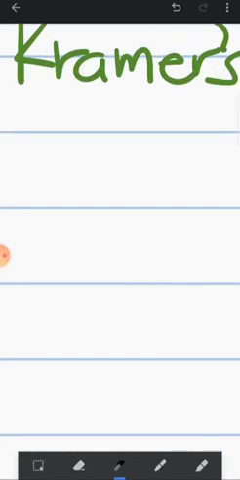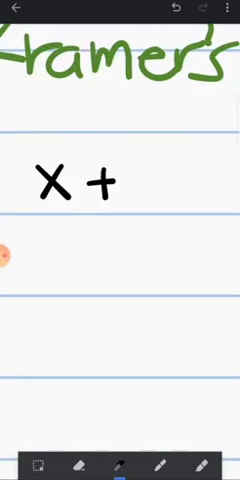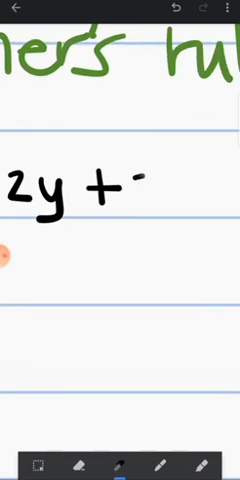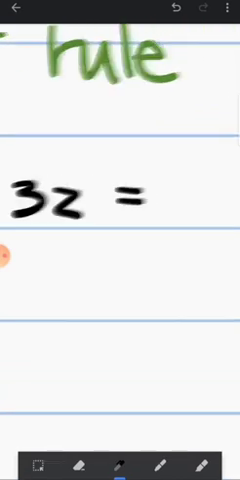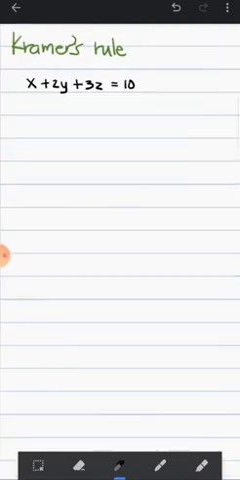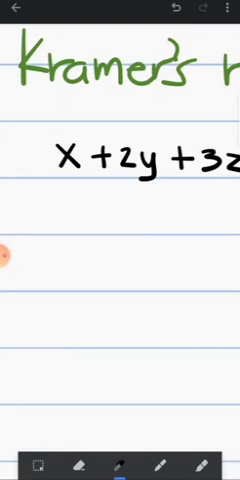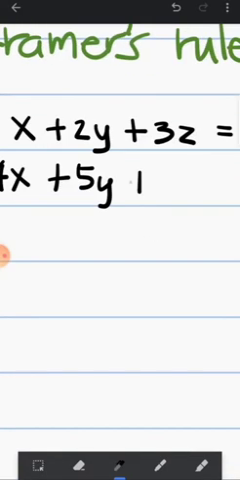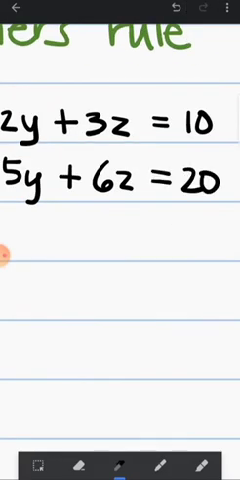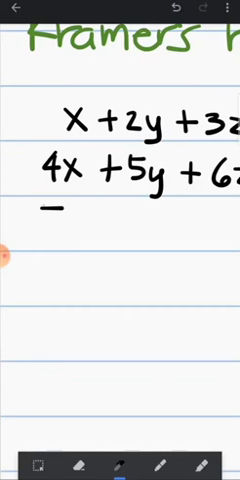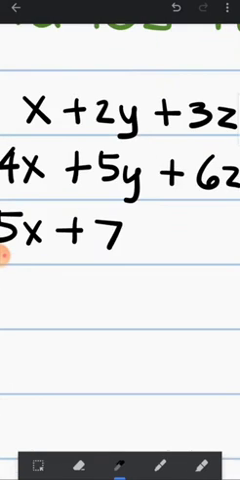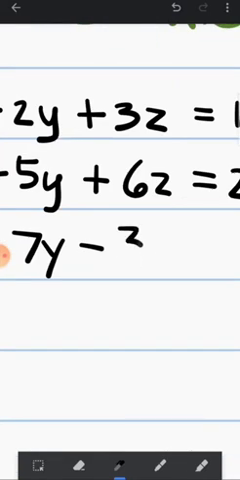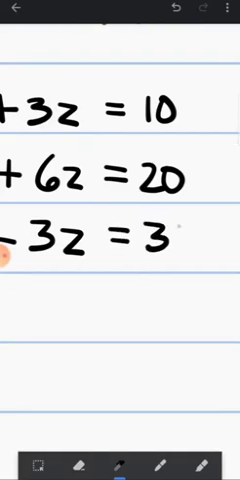Here's how. Suppose we have an equation x plus 2y plus 3z is equal to, say, 10. And then another equation, 4x plus 5y plus 6z equals 20. Random equations. So we have these random equations. And 7y minus 3z equals 30.